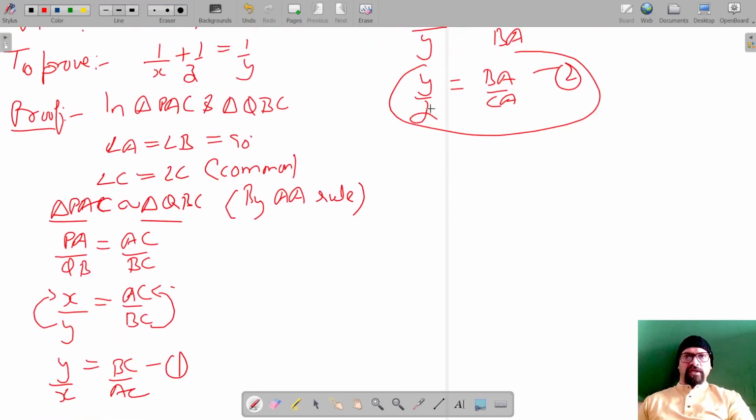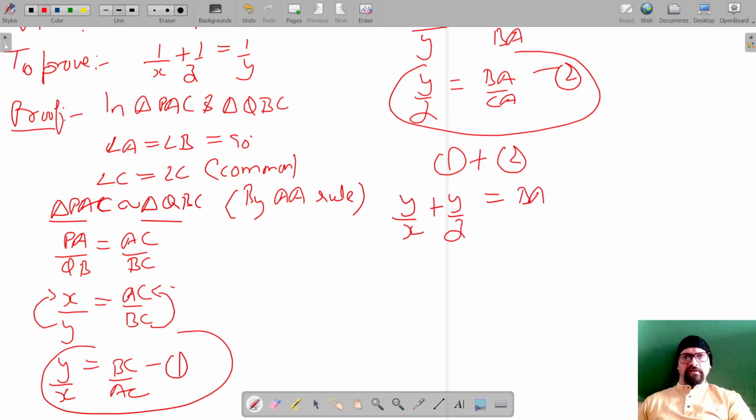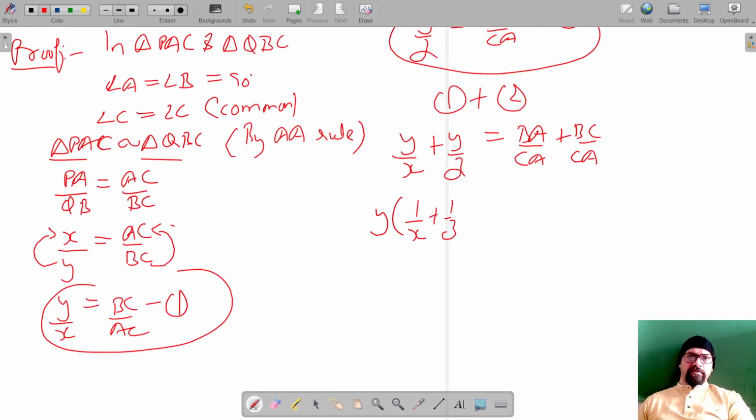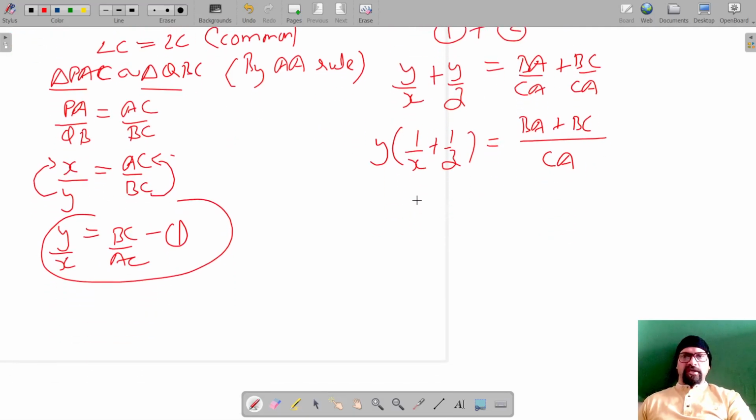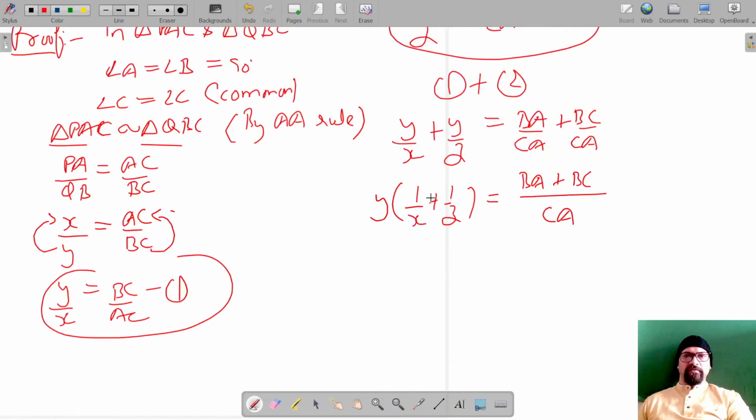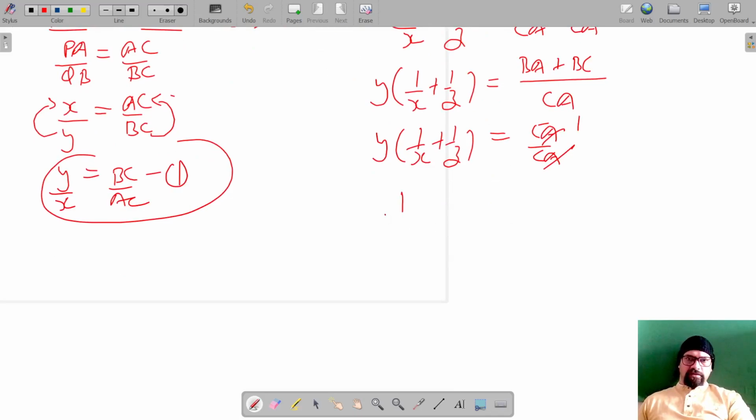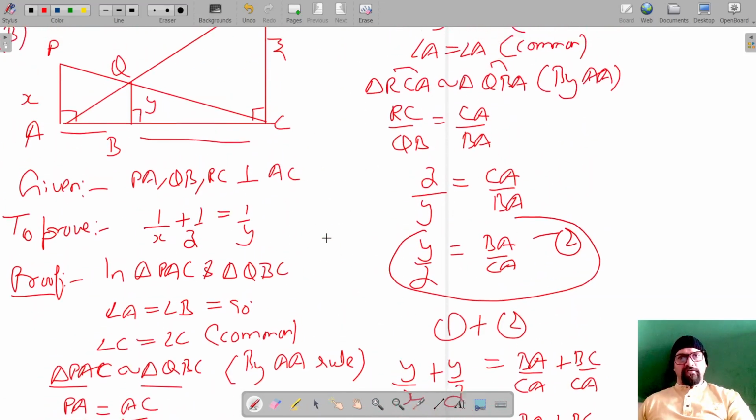So we have the first and the second set of equations, and I'm going to add these two results. So 1 plus 2 is Y upon X plus Y upon Z is equal to BA upon CA plus BC upon CA or AC. And Y is common, so Y into 1 upon X plus 1 upon Z, CA is common, so this is BA plus BC. And BA plus BC is AC. So Y into 1 upon X plus 1 upon Z is equal to CA by CA. This is 1. And finally, I can write it as 1 upon X plus 1 upon Z is equal to 1 by Y, which is the required result. Thank you for watching.